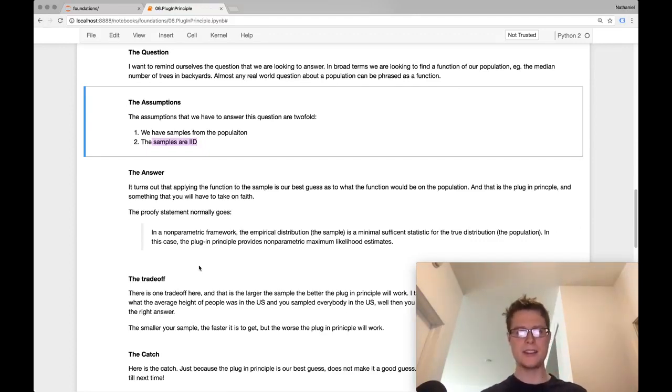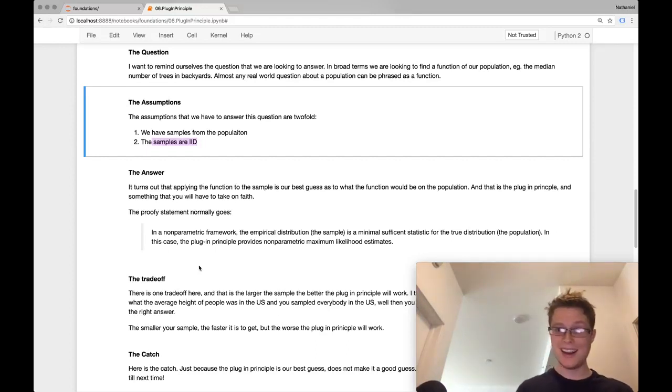The proof statement is as follows. In a non-parametric framework, the empirical distribution, aka the sample, is a minimum sufficient statistic for the true distribution, aka the population. In this case, the plugin principle provides the non-parametric maximum likelihood estimate. This is kind of deep.